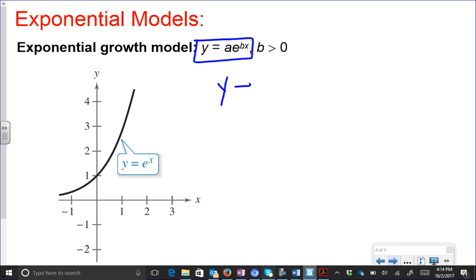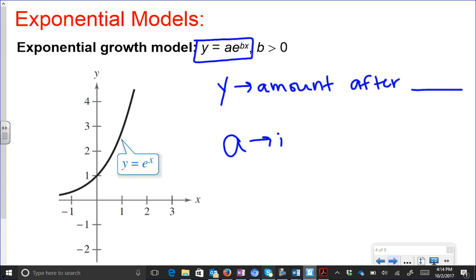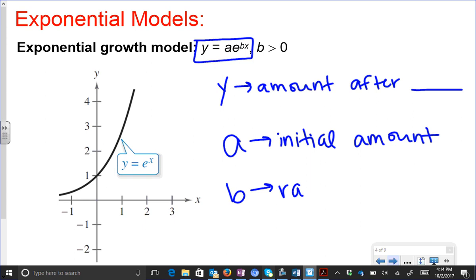Okay, y is always going to stand for the amount of whatever we are dealing with. Okay, we might look at some half-life problems, we might look at some population problems. So y is the amount after whatever our variable is. If it's x, it could be days, it could be months, it could be seconds, we don't know. And so that is up to interpretation depending on the problem. Now, A is always going to be your initial amount, just similar to what P is for PERT, okay? And B is always going to be your rate. So in this case, since B is positive, we have exponential growth.